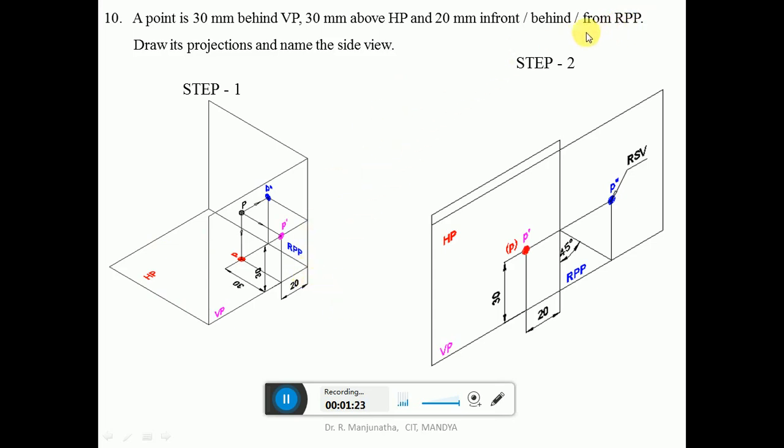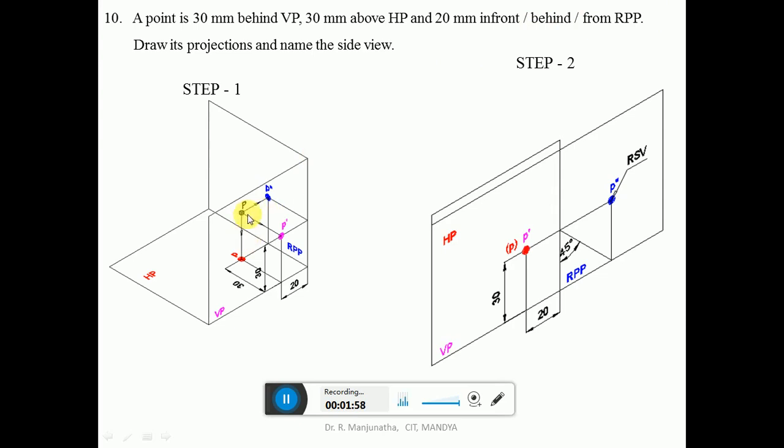Now the profile view from RPP should be behind RPP, because it should always satisfy the condition of the observer in the front view. When you look from the front view, the vertical plane is between the object and the observer. The same condition has to be satisfied. So when you look from the right side view, the right profile plane is between the point and the observer. So this satisfies the condition, and the point will be behind RPP. So since it is behind VP, it should be behind RPP.